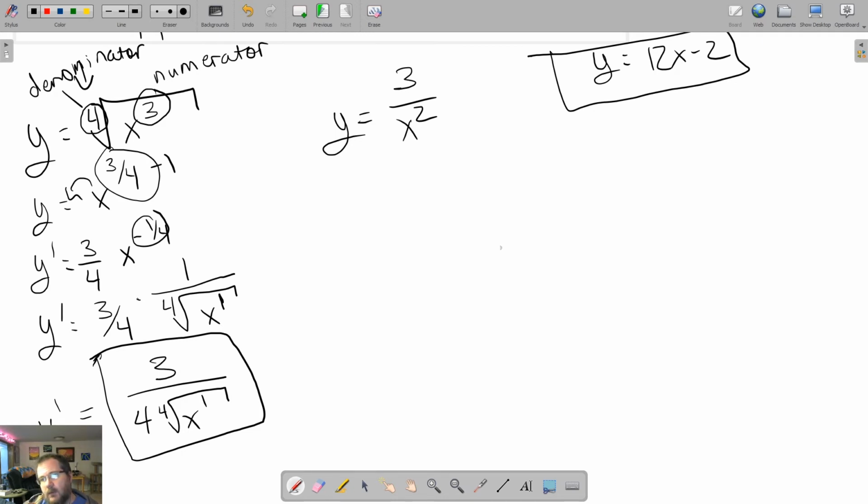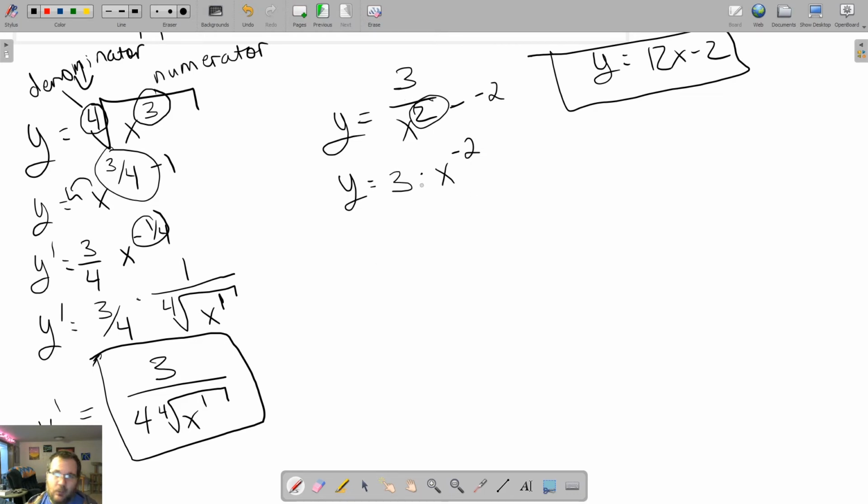All right, now looking at this other example over here. If a variable is in the denominator, that means that variable actually has a negative version of its exponent, and it can come out of the denominator then. So again, I'm just rewriting this. I'm not doing any math yet. So this is going to be the same as y is equal to 3 times x to the negative 2nd. If I change the exponent to negative, it gets to come on top with the other stuff.